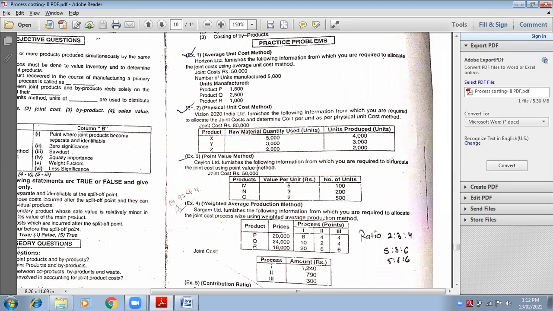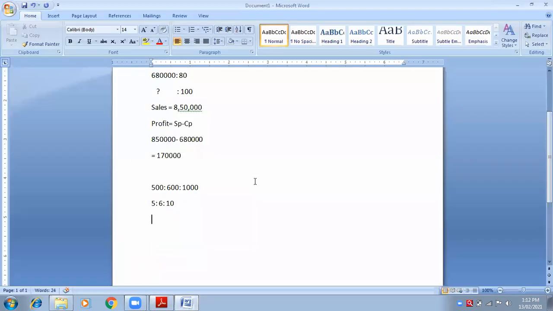So 50,000 divided by, what is the total of 5 is to 6 is to 10? 21, I think. Yes, ma'am, 21. So how do you need to do it? 50,000 divided by 21 multiplied by 5 is equal to, so what is the answer for 5? Can you tell me?